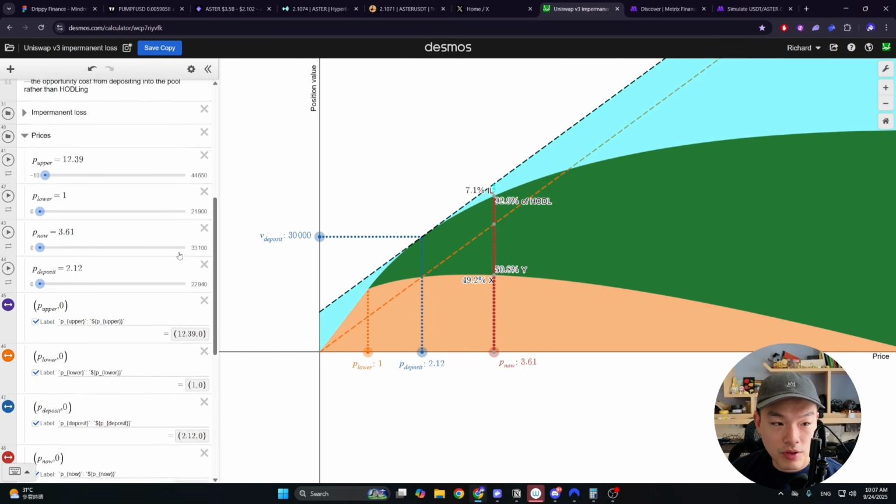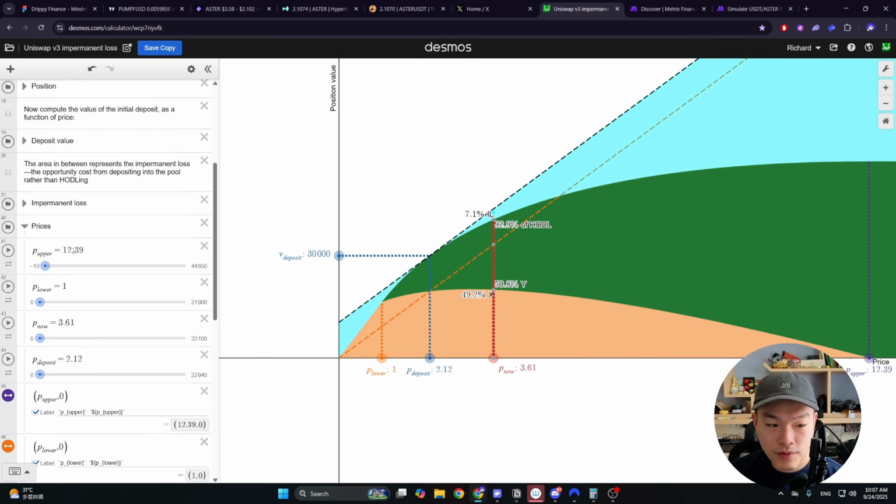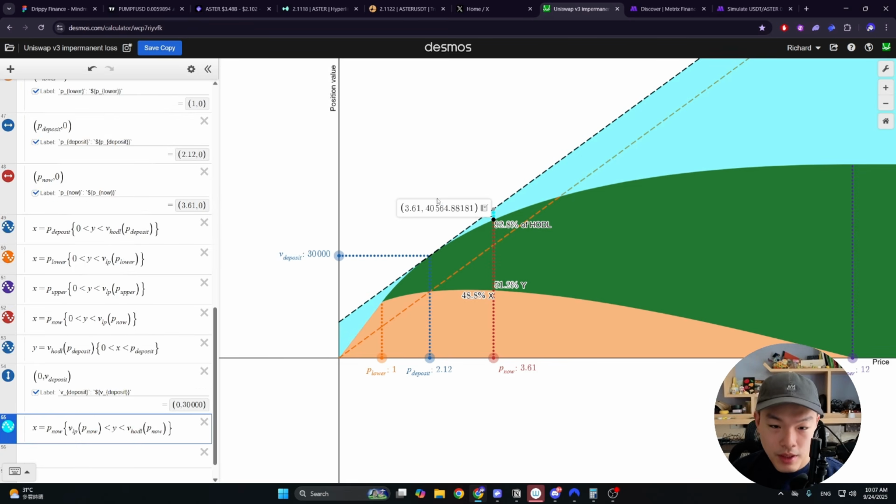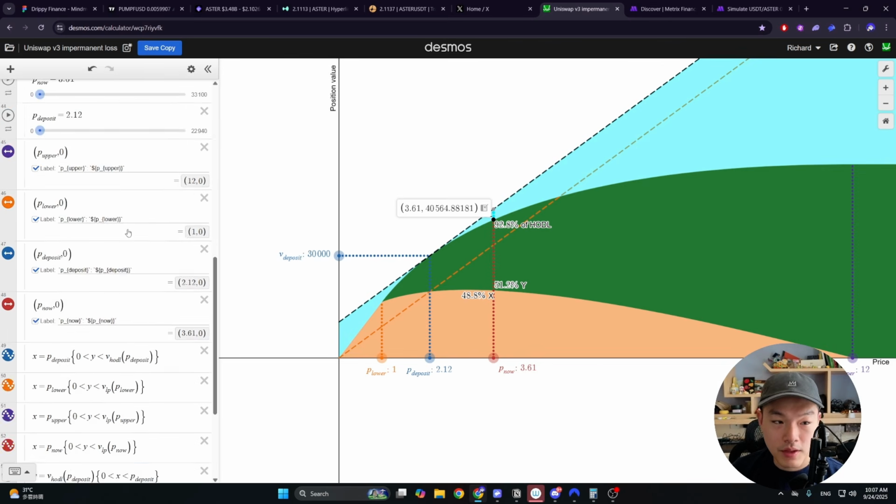So let's say you adjust the max price to 12. When you widen the range on the upside, what's going to happen is you're going to have more long exposure and you're going to have more capital gains when the price moves upward. So you can see just by moving the upper range by a little bit at this 3.61 mark, I would have 40,500 something dollars, right?